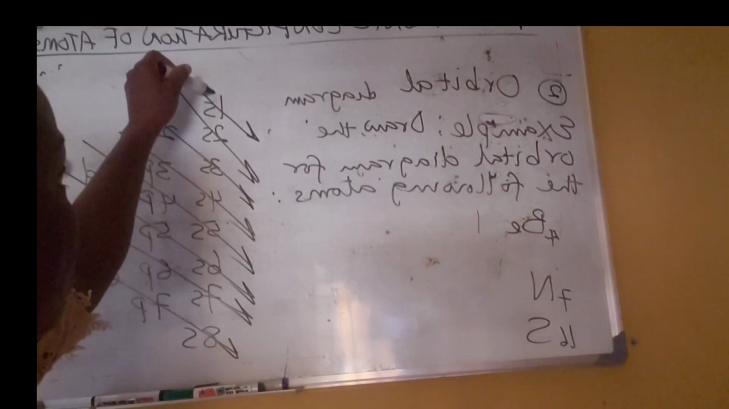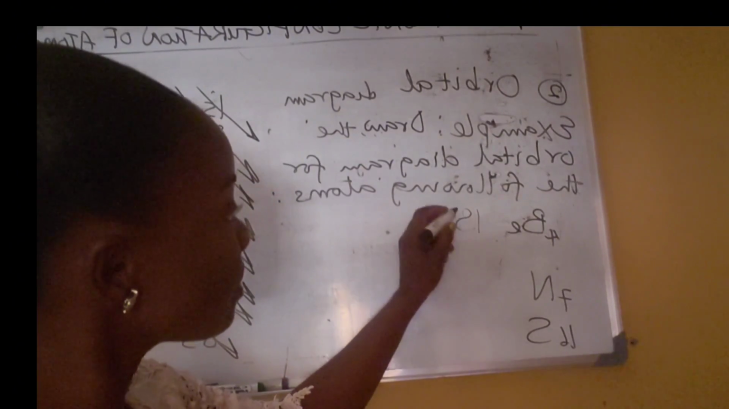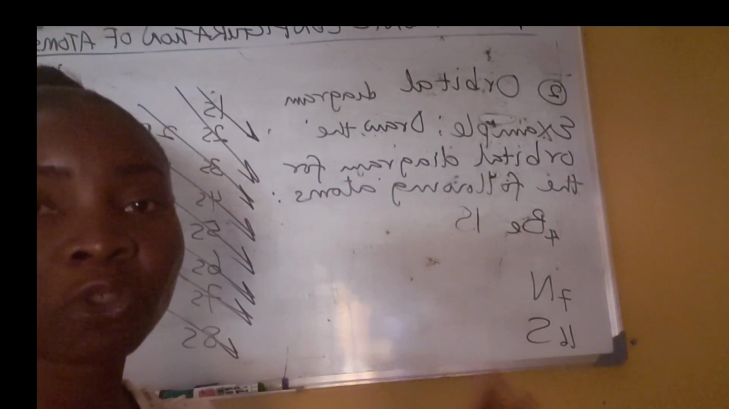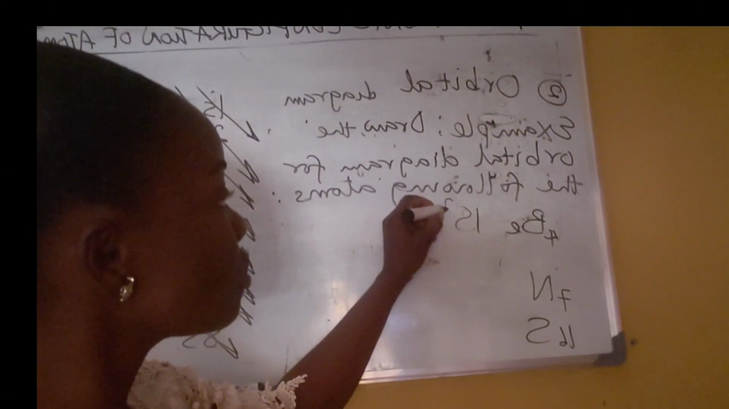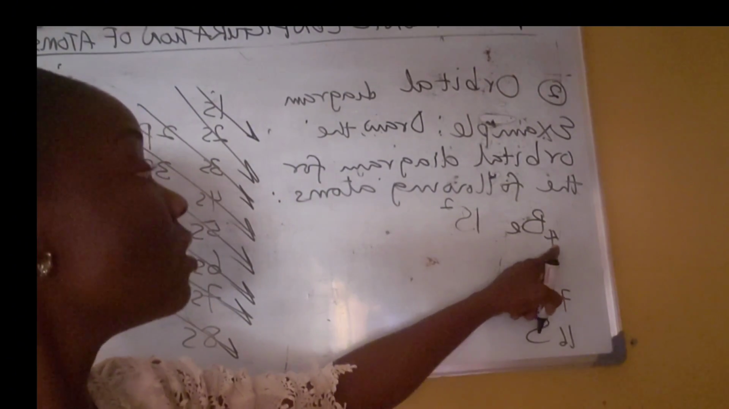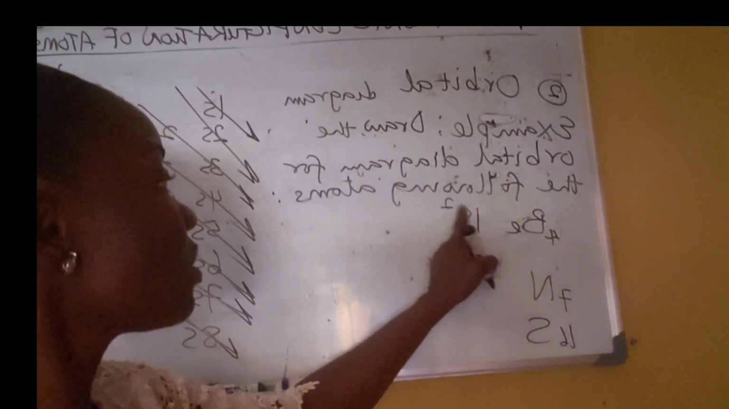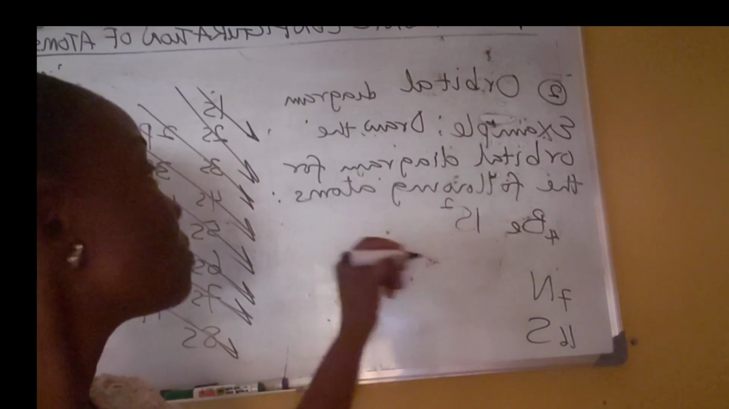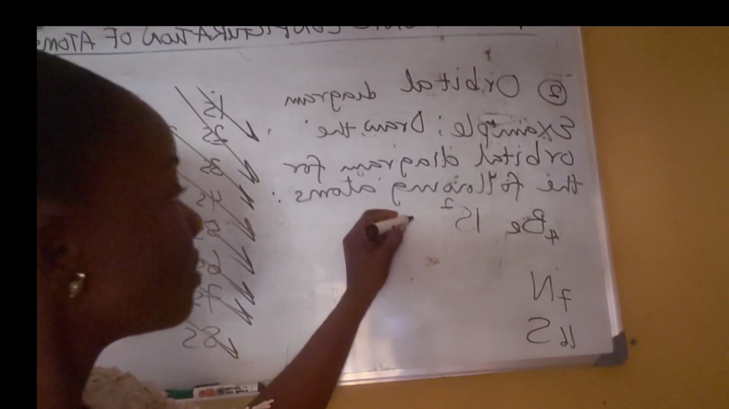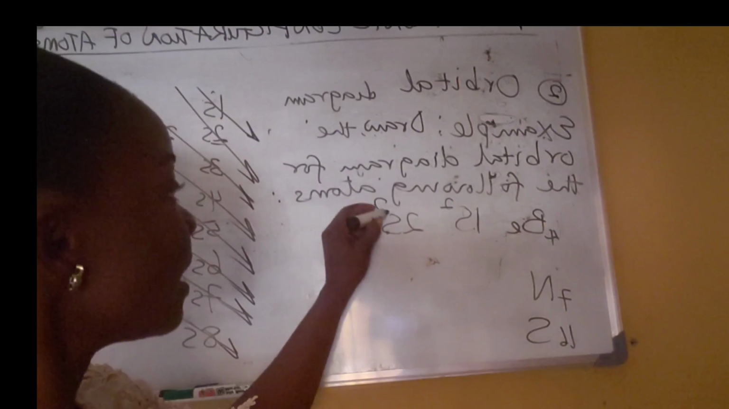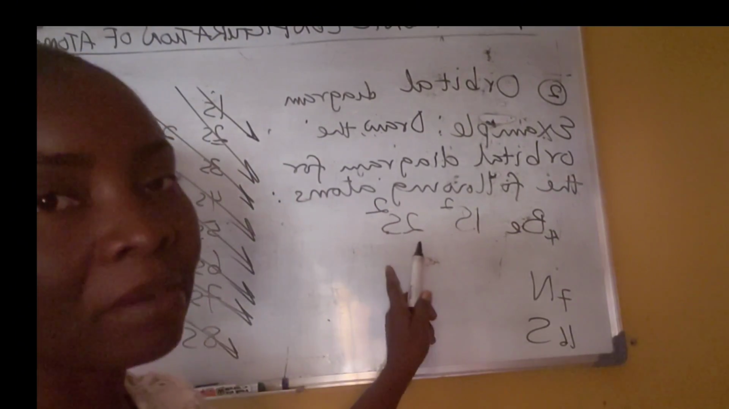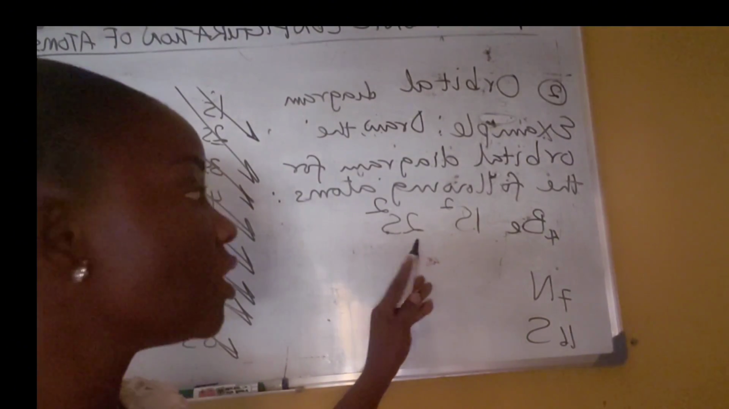The lowest energy here is 1s, so if I write 1s, s can take a maximum of 2 electrons, so this is 1s2. Remember we have 4 electrons to draw. So 4 minus 2, we are left with 2. After 1s, the next one is 2s, and s still takes a maximum of 2. So this is the orbital diagram for beryllium.